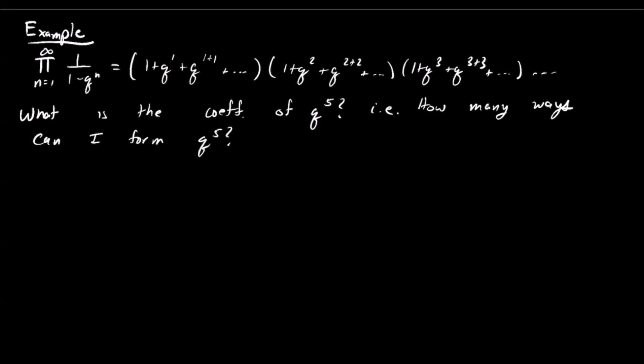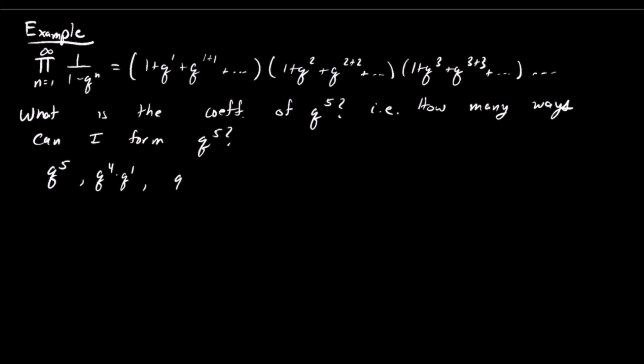So let's think about it. Well, one way I can do it is 1 times 1 times 1 times 1 times q to the 5, which is going to appear somewhere later on in our product above, and then times 1 times 1 times 1, so on and so forth. Or I can do 1 times q to the 1 times 1 times 1 times q to the 4 times 1 times 1 times 1. So I can do q to the 4 times q to the 1. How else can I form q to the 5?